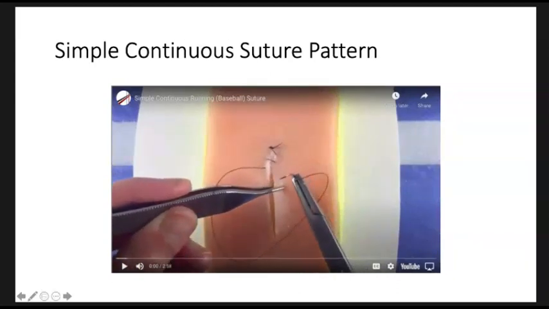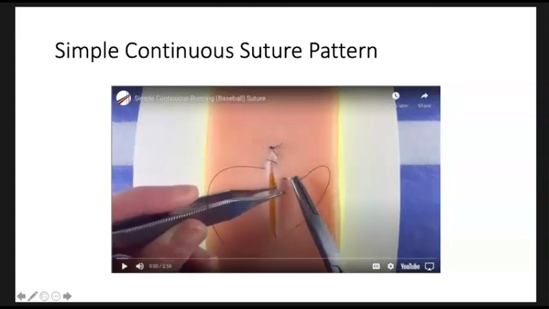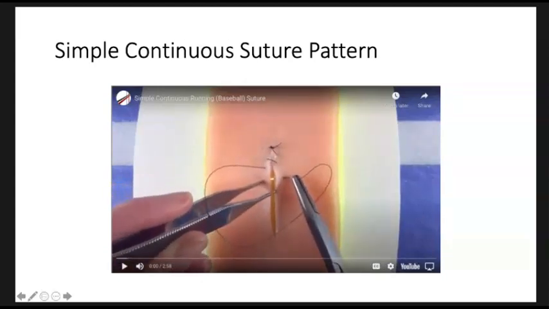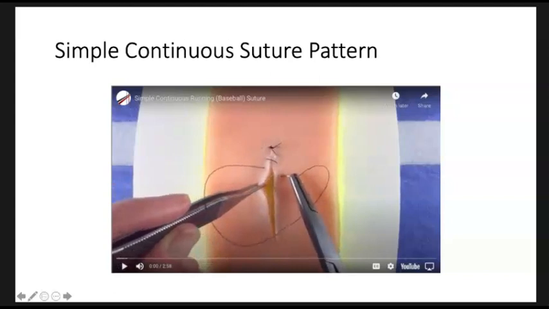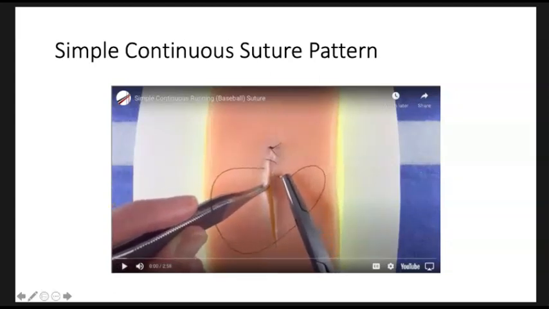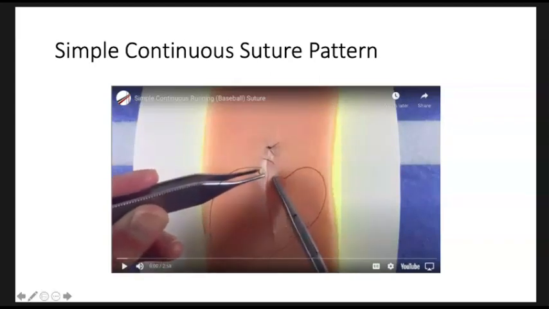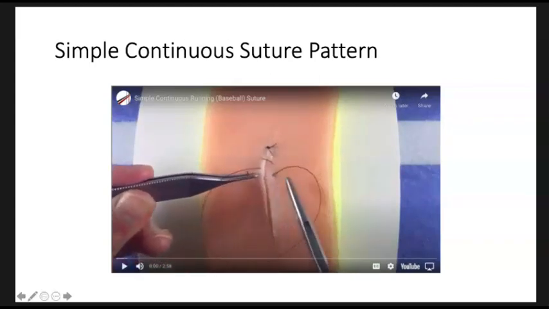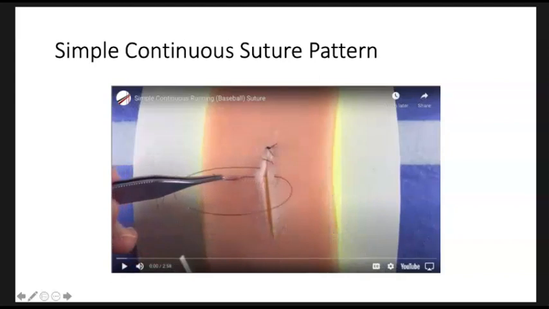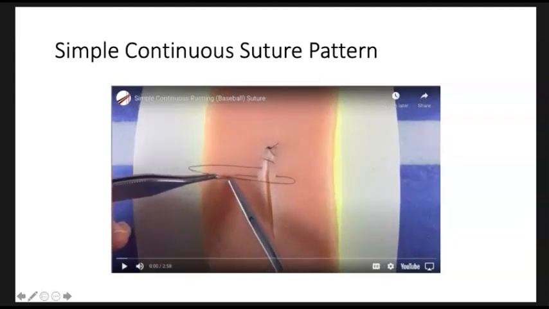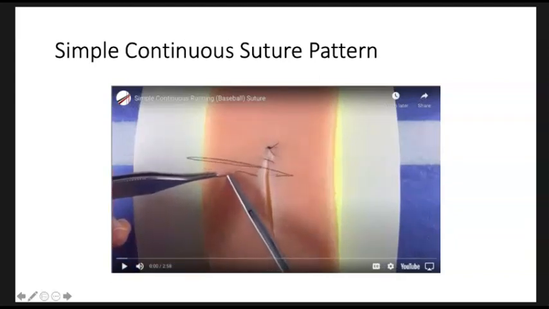First, cock your wrist back so that the needle is perpendicular to the surface of the skin. As the needle penetrates the skin, turn your wrist and let the curve of the needle do the work. Direct the tip of the needle to where you would like it to exit on the opposite side. Grasp the needle with the forceps and reload the needle on your needle driver so it is ready for the next bite.